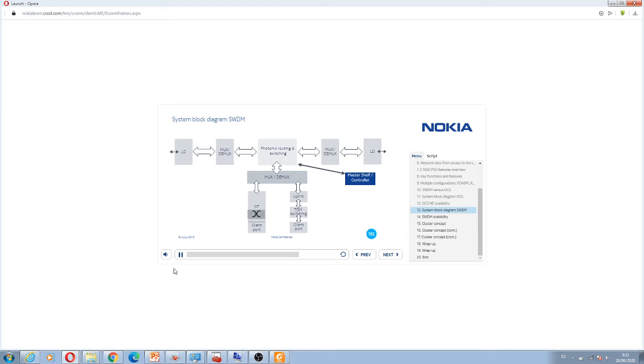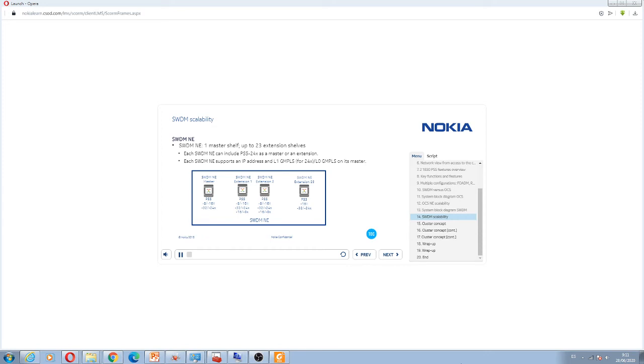It is the TDM switching, which was explained as an OCS functionality before. PSS-8X and PSS-24X are SWDM-NEs which support the TDM switching functionality. The SWDM-NE can consist of one master shelf and up to 23 expansion shelves.